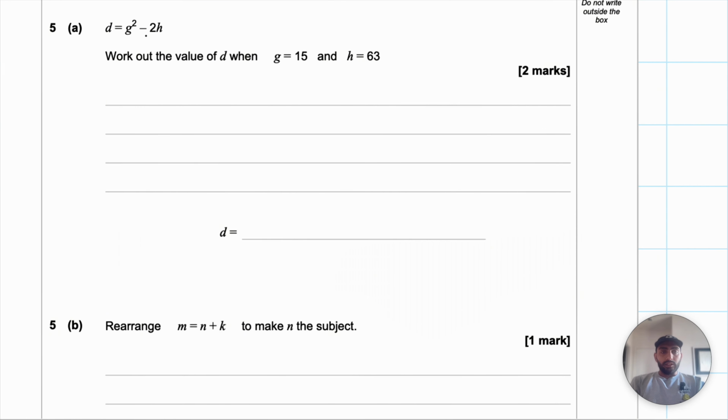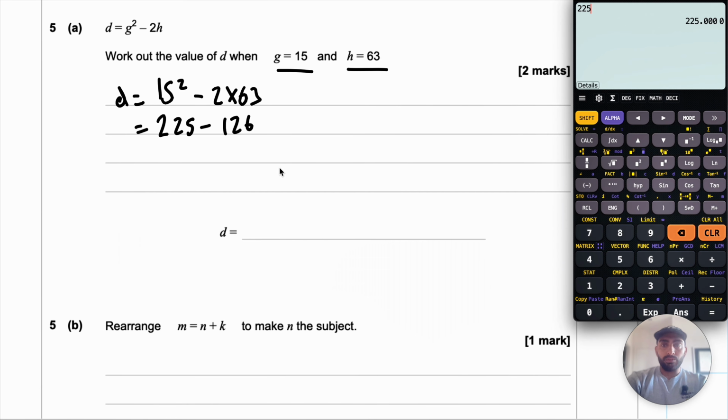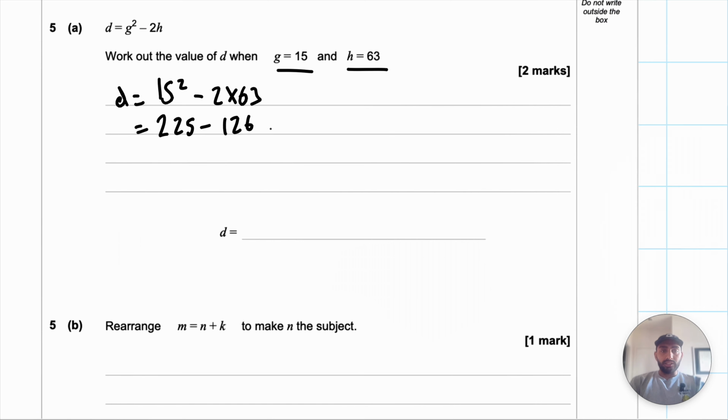Question 5. D is equal to g squared minus 2 lots of h. Work out the value of d when g equals 15 and h equals 63. So we're just substituting both of these in here. Whenever I see g, I'm going to swap it with the 15, and whenever I see h, I'm going to swap it with the 63. So d is equal to 15 squared, minus 2 lots of 63. 15 squared is the same as 225. 2 lots of 63 is 126, and that is 225 minus 126, which is 99.